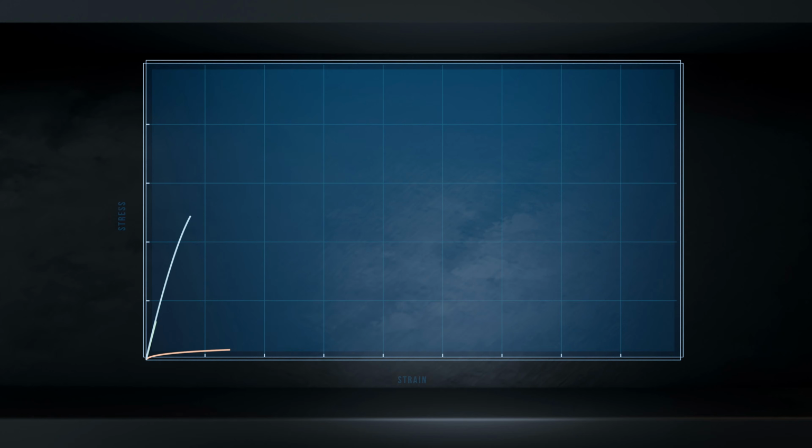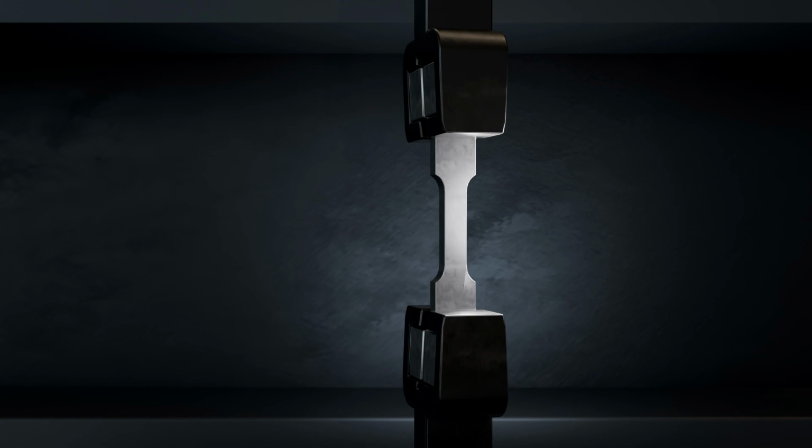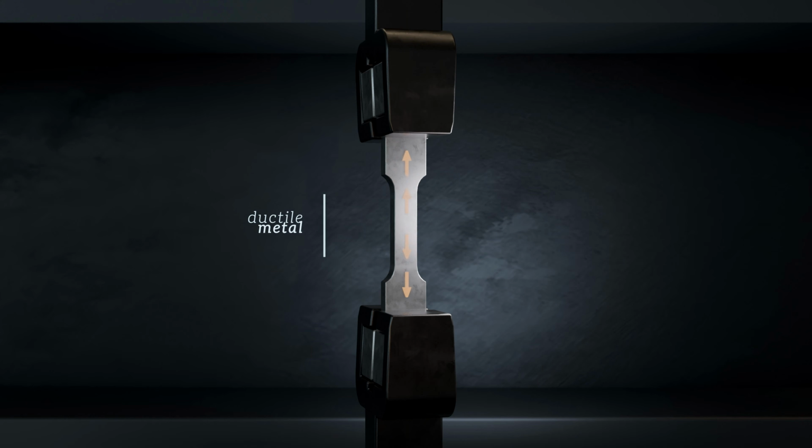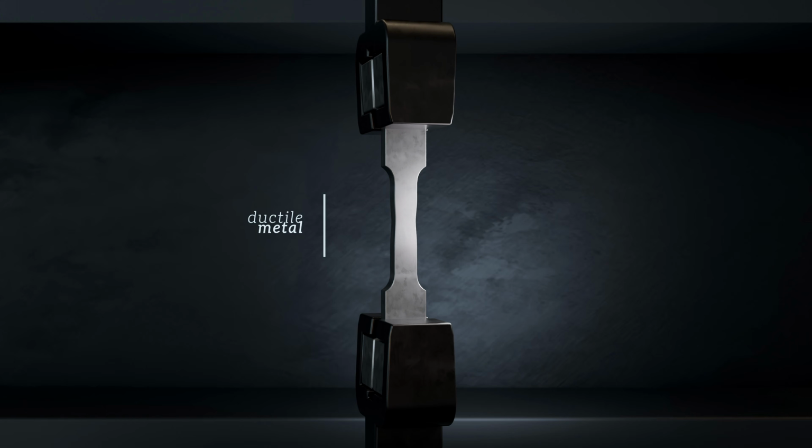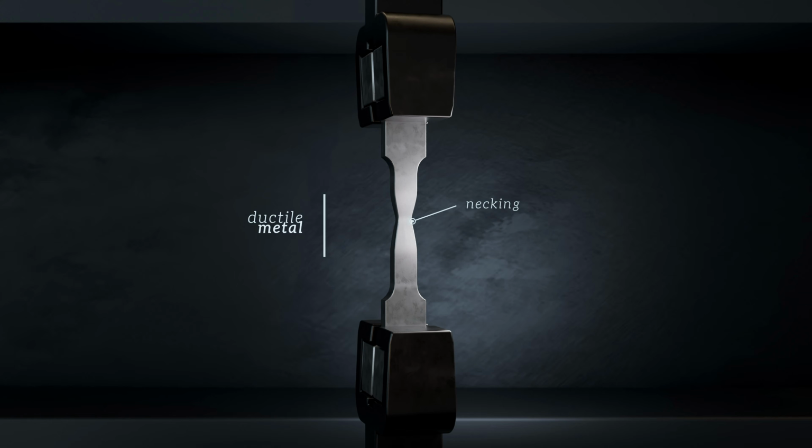When a ductile metal is subjected to a tensile load, it will eventually reach the yield point, where it begins to deform plastically. Beyond this point, a localized weak area forms, in a process known as necking. All subsequent deformation occurs in the region of the neck, eventually leading to fracture.